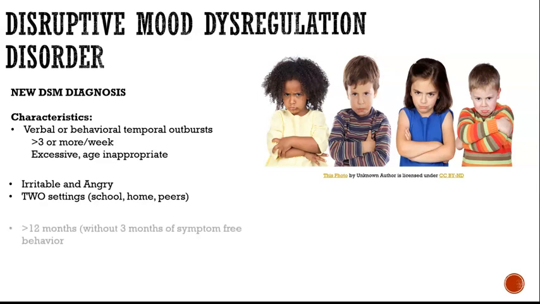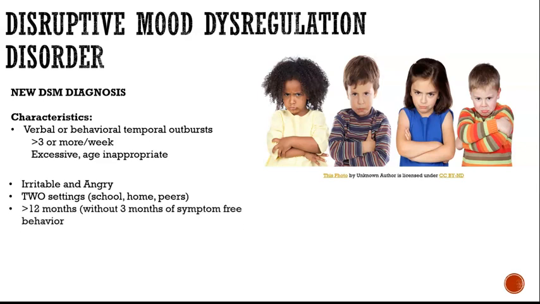Also, they have to have 12 months of this behavior without 3 months of symptom-free behavior. So it's almost like women with menopause. You have to go a complete year without a cycle to be in menopause, because if you have a cycle 2 days before that 1 year, well, they're no longer considered to be in menopause. So this is the same with these children. If they go 4 months, but 8 months of the year they have had this outrageous behavior, well, you cannot say that it's disruptive mood dysregulation disorder, because again, it has to be greater than 12 months without 3 months of symptom-free behavior. And the age of onset for this is before 10 years old.